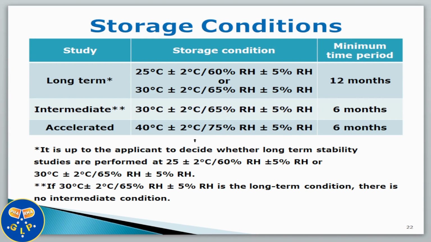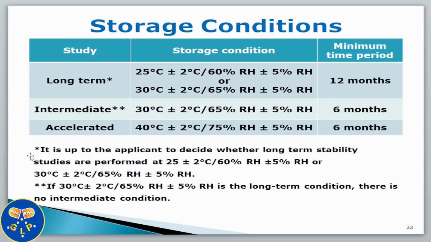In certain cases, particularly in case of zone 4, that is hot and humid or hot and very humid, the long-term stability studies are generally conducted at 30 degrees centigrade plus minus 2 degrees centigrade and 65% RH plus minus 5% RH, or 30 degrees centigrade plus minus 2 degrees centigrade and 75% RH plus minus 5% RH condition. In this case, there is no intermediate condition.